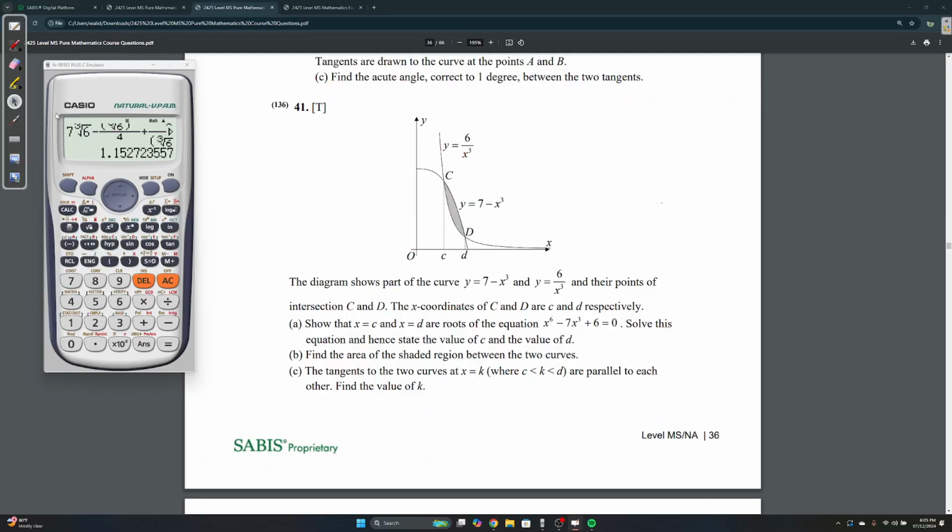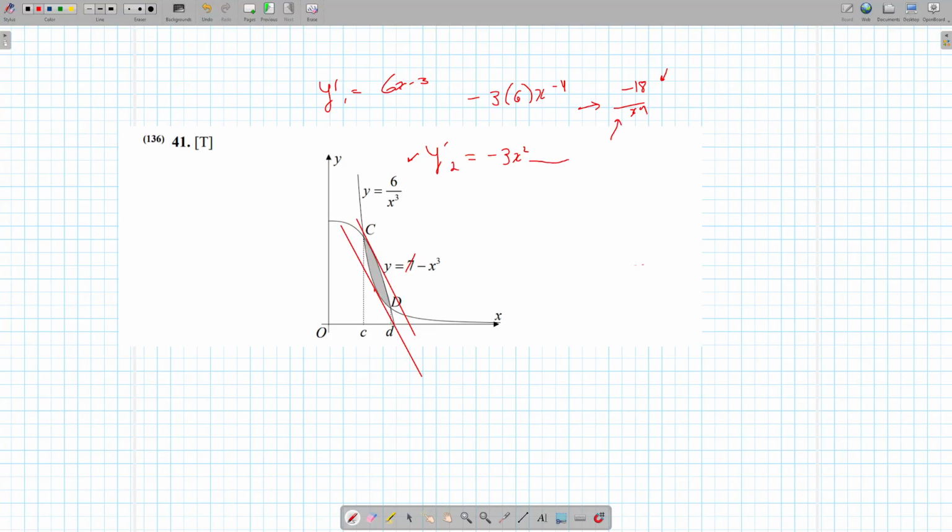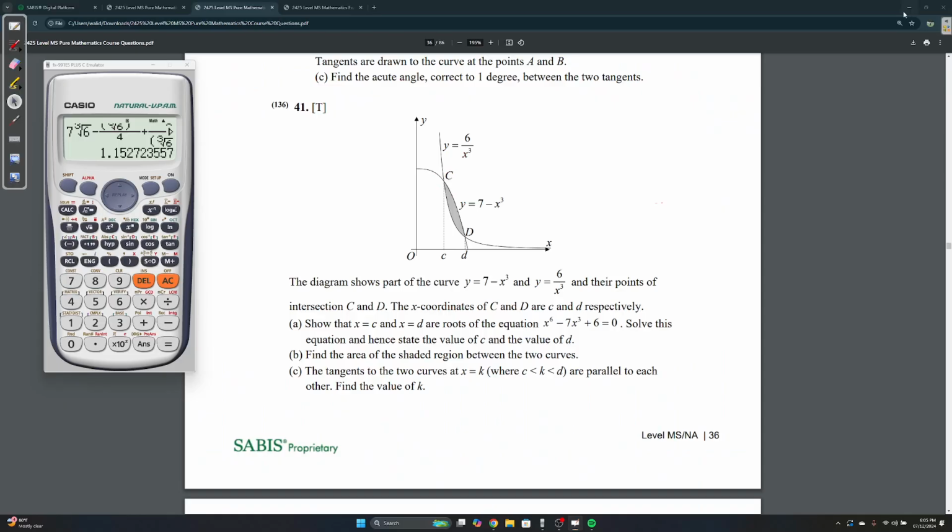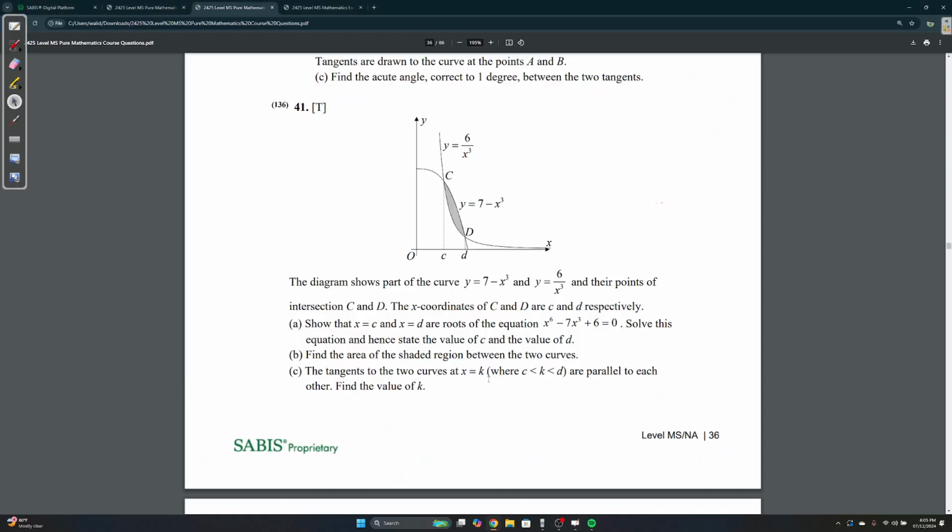You need to now see when the slopes are equal to each other. When are they equal to each other? You can simply do this. So minus 3x squared. What's the slope of the first tangent? It's at k. They said you can do it two ways. I think you can just do it at x equals k.